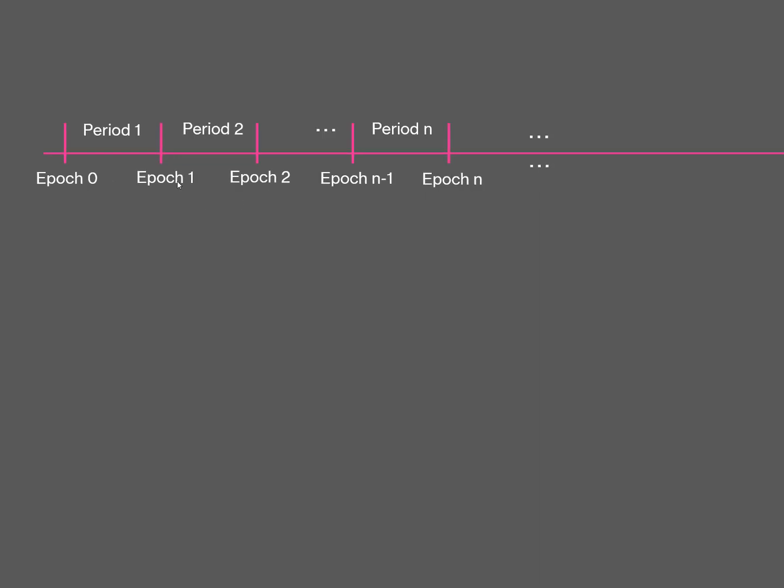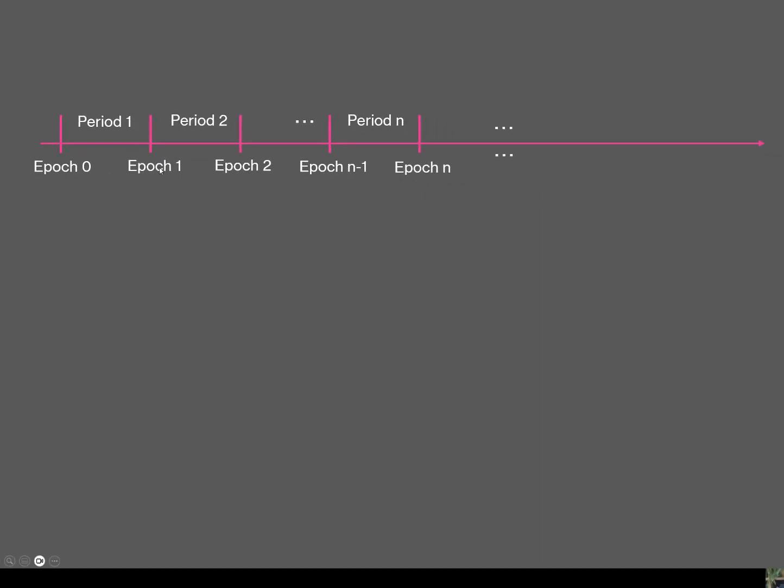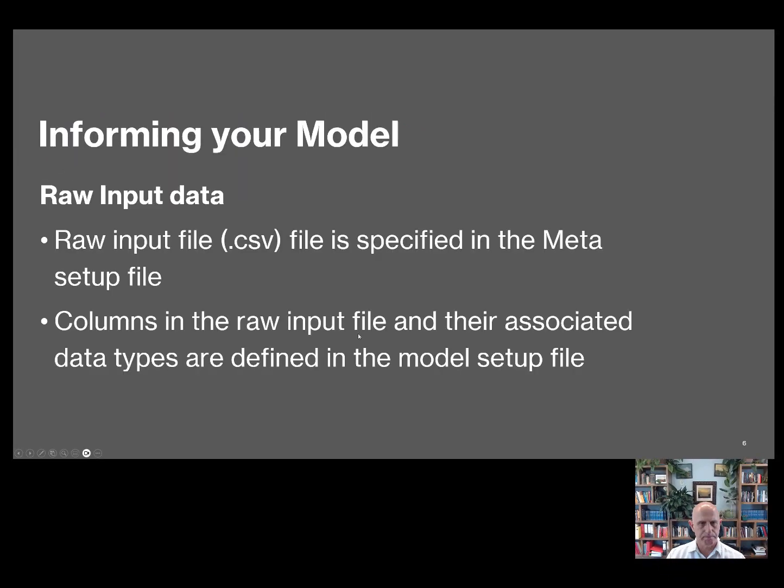So epoch 1, if I look at my model parameter data at epoch 1, it means it's the condition at the end of period 1. Epoch 2 is the end of period 2, and so forth. Of course, there is no period 0 because the model starts at period 1, and epoch 0 is basically the condition of the network at the start of the modeling run.